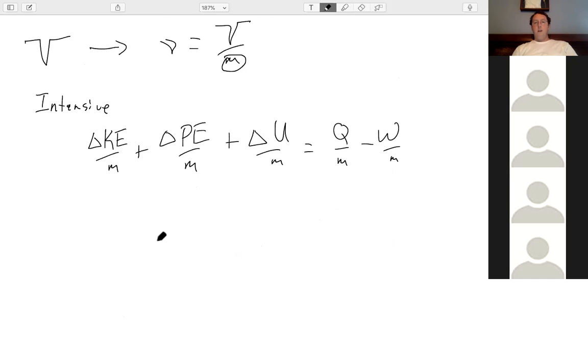And then notice, when we talk about the energy formulas, all of these extensive forms of energy are written with capital letters. When we work with the intensive quantities, the book will use lowercase. So this just becomes delta lowercase ke plus delta lowercase pe. It's just notation, right? Lowercase is going to be the intensive version. Capital is going to be the extensive version.